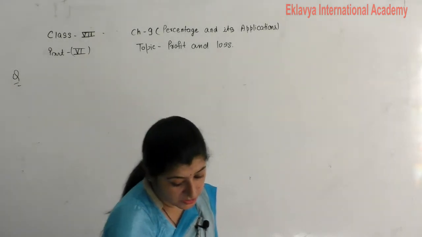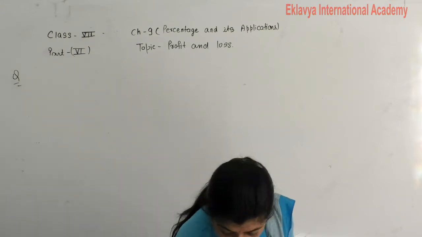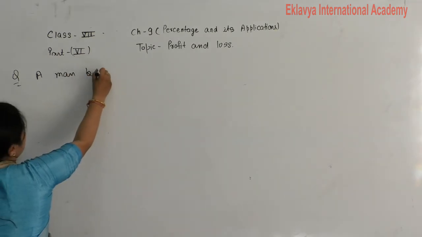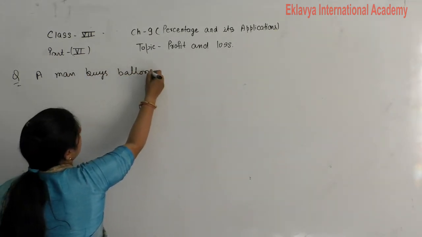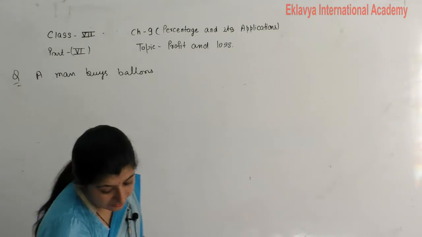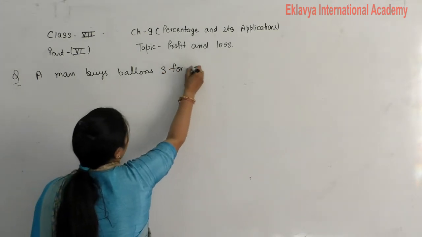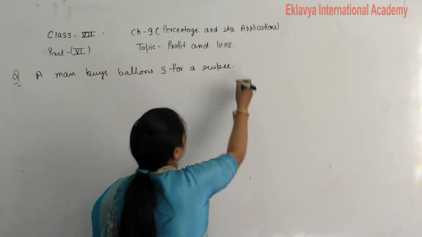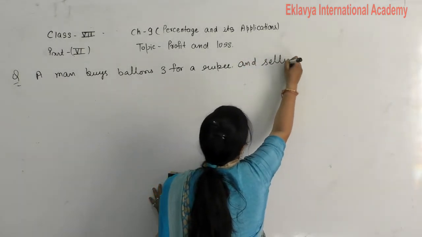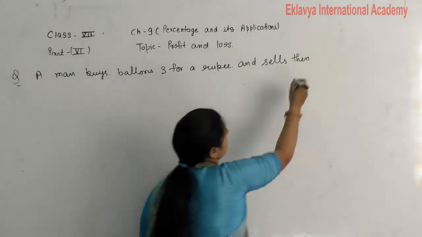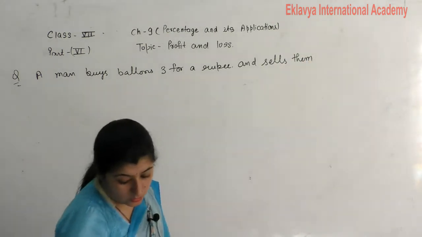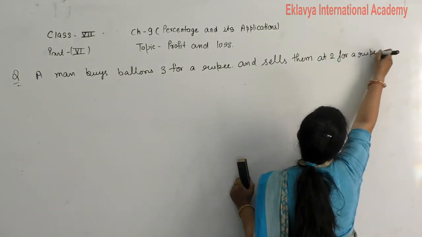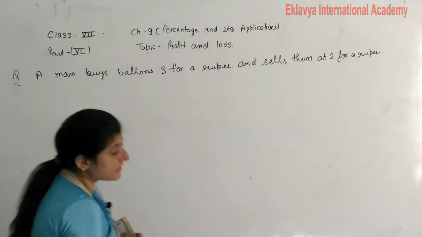Okay, one more question. A man buys balloons, 3 for a rupee, and sells them at 2 for a rupee. Find his gain percent.